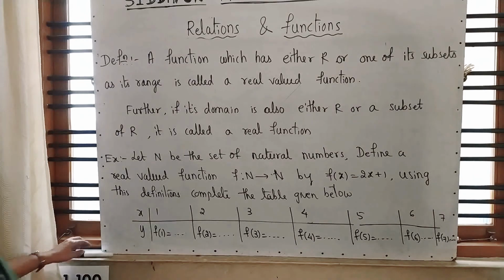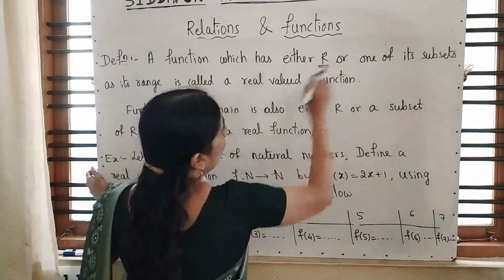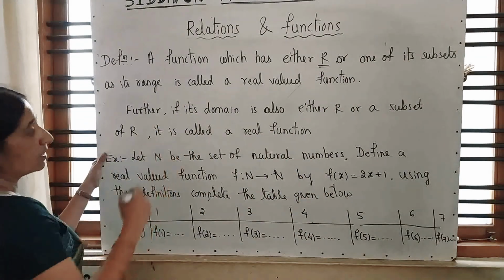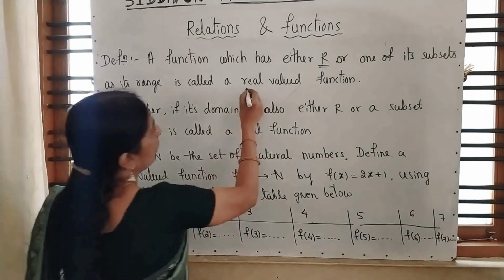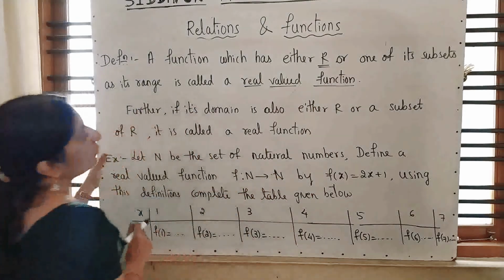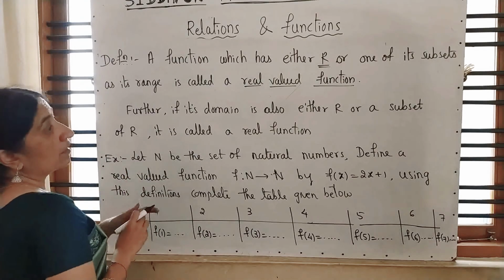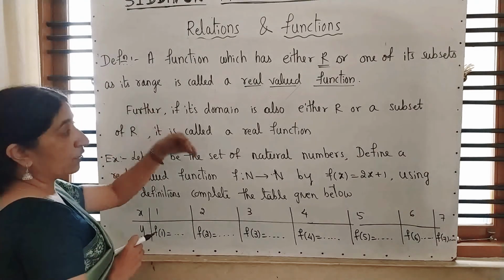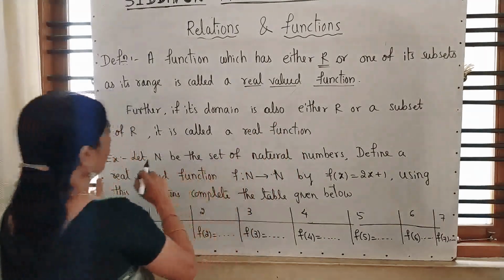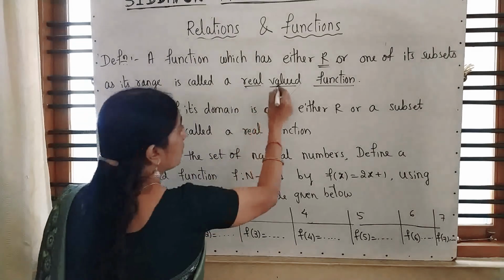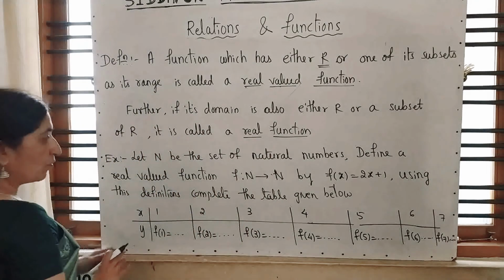Here is the next definition. A function which has either R, that is the set of real numbers, or one of its subsets as its range is called a real valued function. The elements which are connected in the second set are the range. It may be the set of real numbers or a subset. And if the domain is R or a subset of R, then it is called a real function. If it is the range, real valued. If it is the domain, real function. Now moving to the next example.